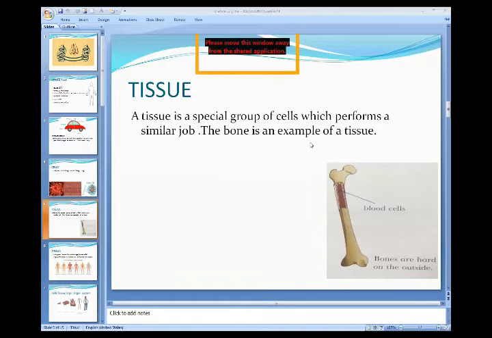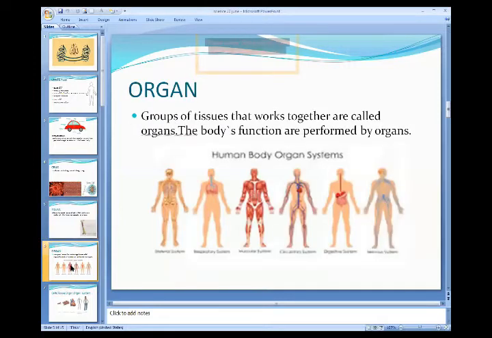Now on the next slide, a group of tissues that work together is called an organ. The heart, you can see. Sorry, a group of the tissues that work together are called an organ. The body's functions are performed by these organs.